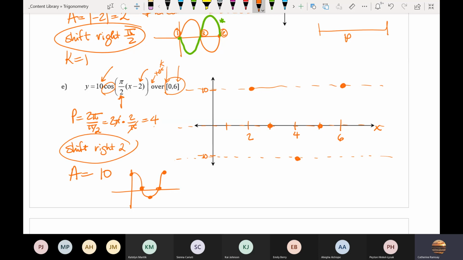And because it's telling me I need to graph from 0 to 6, I've got to continue the pattern. So if the pattern's going like this, it's going to come back down and come to here. It's all symmetrical. There we go. And then I'm done. Okay, so any questions on this?